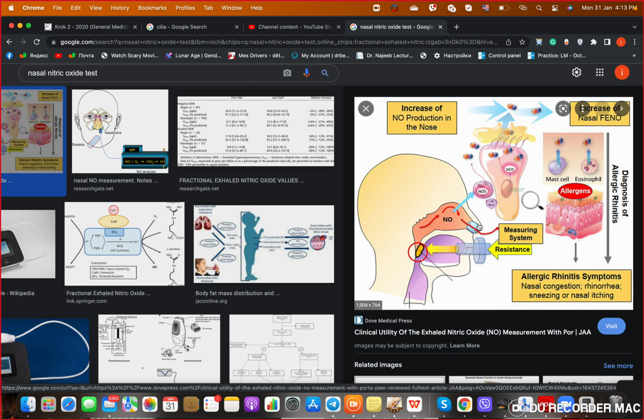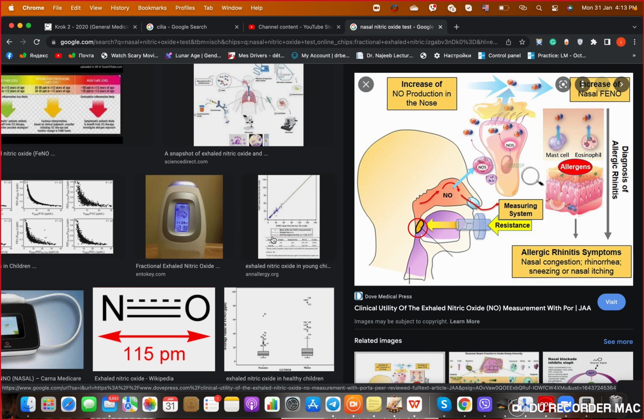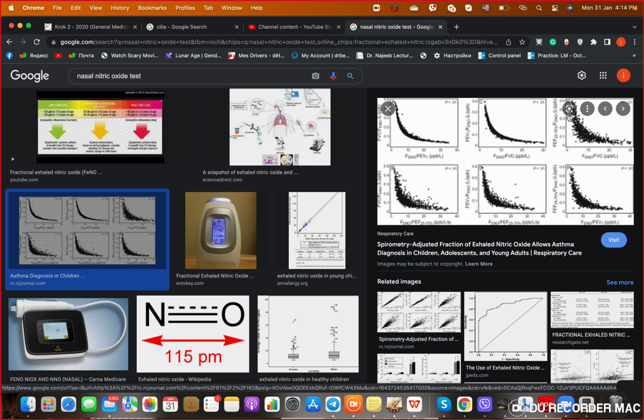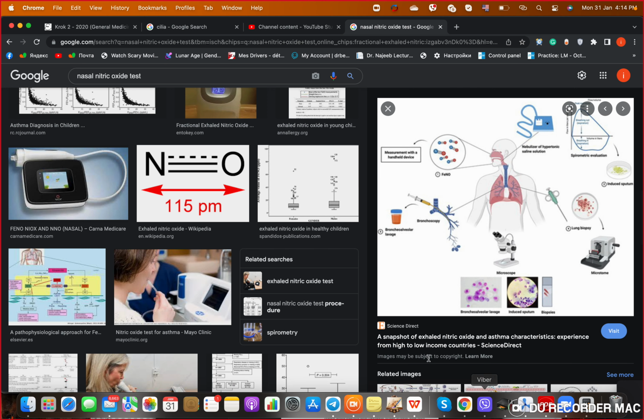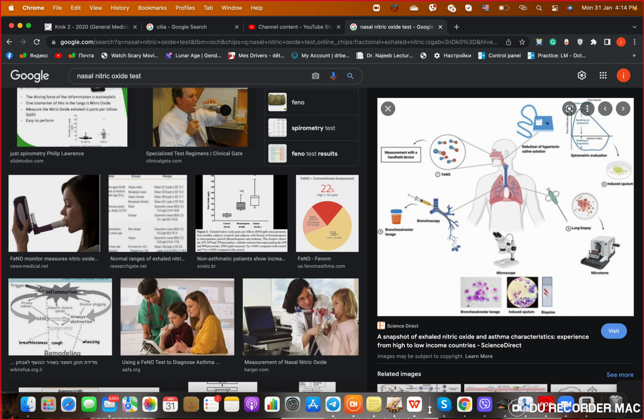So why do we put the mouthpiece? Because otherwise he's going to suffocate. You need to keep a hole open. So this is the nitric oxide test. Keep in mind that the results are demonstrated on a graph like this. Basically, it just checks the function of the cilia.